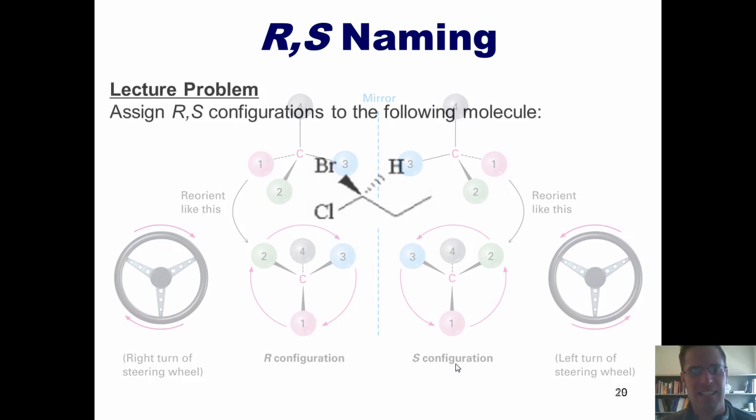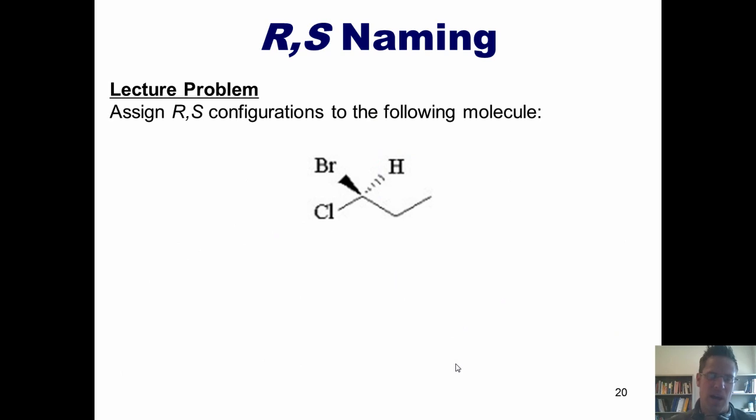So let's go ahead and give this a try. Starting with this lecture problem, I want you to assign R or S configuration to the following molecule. Step 1, we find our stereocenter. You'll note that there's only one carbon atom in this whole molecule that is bonded to 4 different things, and it is located right there. In step 2, I'm going to prioritize all of the atoms that are bonded to that stereocenter. You'll notice that this carbon is bonded to a bromine, a chlorine, a hydrogen, and a carbon.